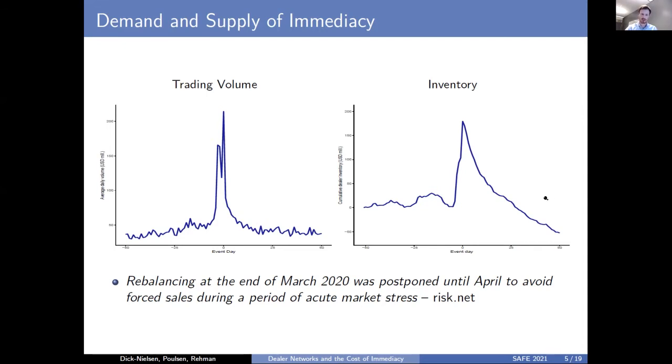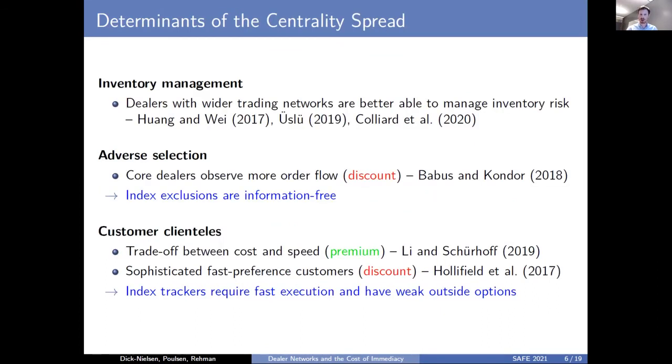And the fact that these index exclusions are a liquidity event is well known in the corporate bond market. This was most recently exemplified during the COVID crisis of last year, where in March 2020, several index providers decided to postpone index rebalancing by a month in order to avoid having forced sales during a period of already acute market distress. So as I mentioned before, we use these trades around exclusions to identify the inventory management channel, which is formalized in a set of models by Wang and Wei, Uslo, and Kjaer and co-authors.